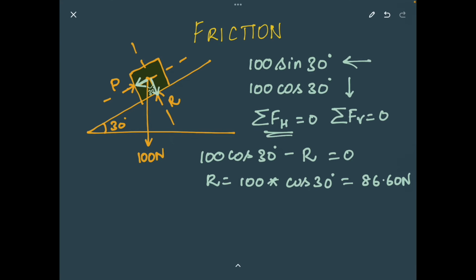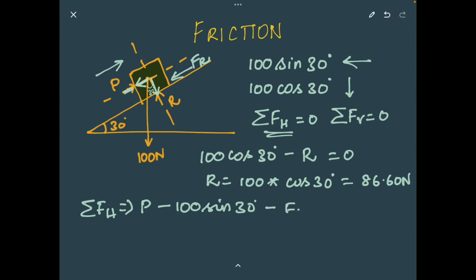Now if I apply the first condition of equilibrium, that is, the summation of all the horizontal forces is 0, I have P as my applied horizontal force, then the horizontal component of the self-weight, and then, since I am applying the force in this direction, a friction force Fr is developed in the opposite direction. So these three are the horizontal forces. If I apply summation of FH equal to 0, I get P minus 100 sine of 30 minus Fr, equal to 0.